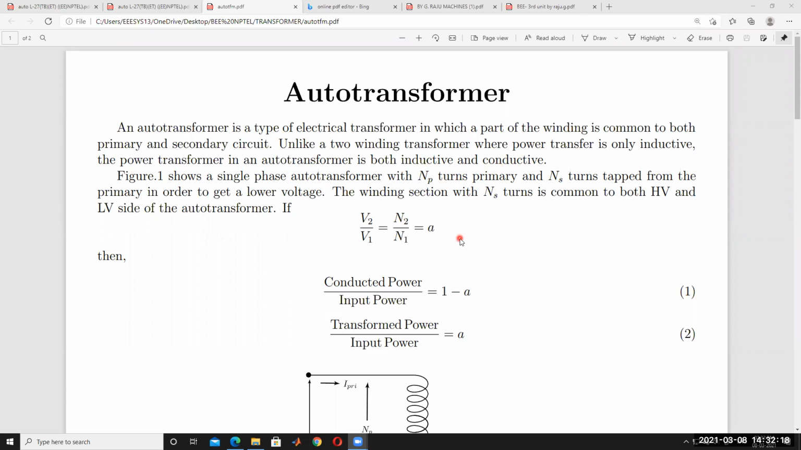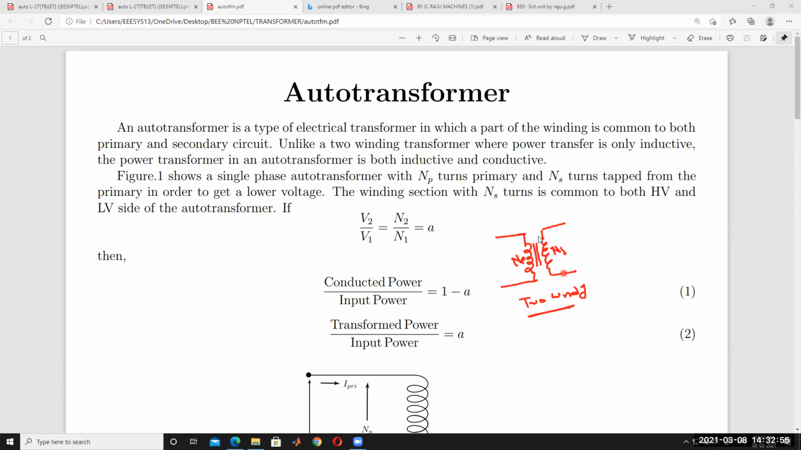In two winding transformers, two types of windings, primary and secondary windings, are used. This is called the primary winding, and this is called the secondary winding. This is called a two winding transformer. A two winding transformer has two windings, primary and secondary.